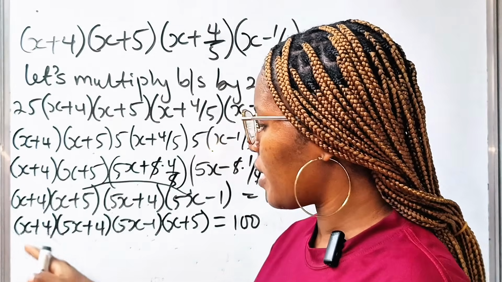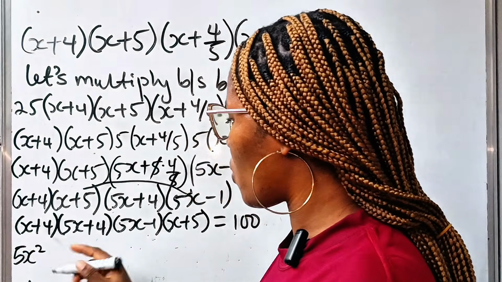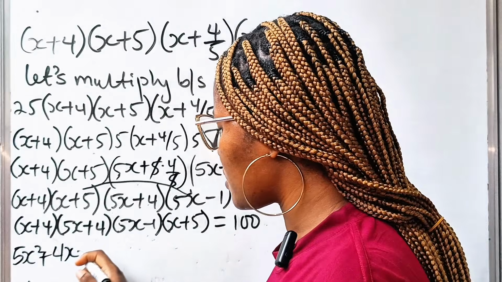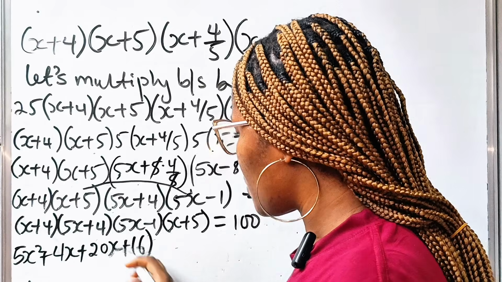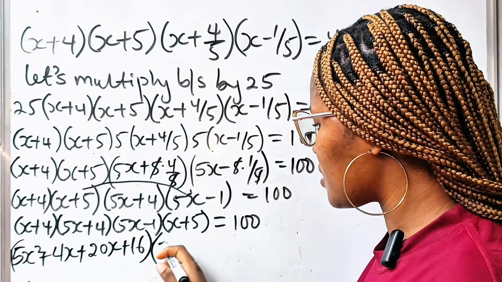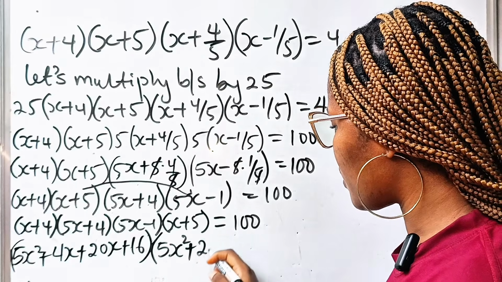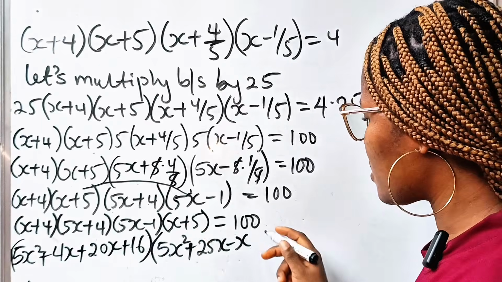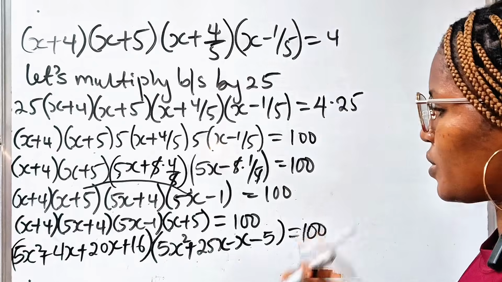Yes. So if we do that, we have x times 5x is 5x squared. x times 4 is plus 4x. 4 times 5x is 20x. And 4 times 4 is 16. We are done with the first bracket. Then the second bracket, 5x times x is 5x squared. 5x times 5 is plus 25x. Minus 1 times x is minus x. Minus 1 times plus 5 is minus 5. Okay, is equal to 100.